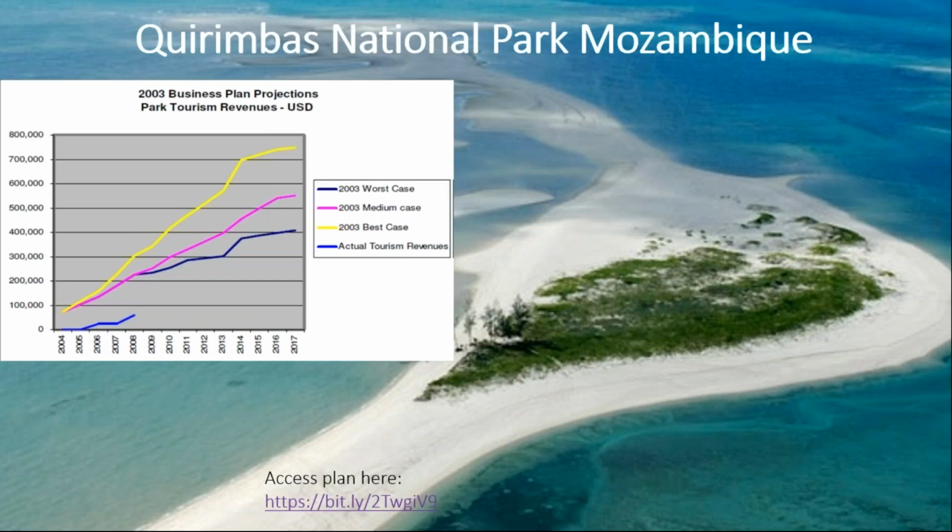And here you can see how this was used in Gorongosa National Park in Mozambique, where they provided best case, medium and worst case options for collecting tourism revenues within its national park. And again, there's a link here at the bottom, but I won't click on that.